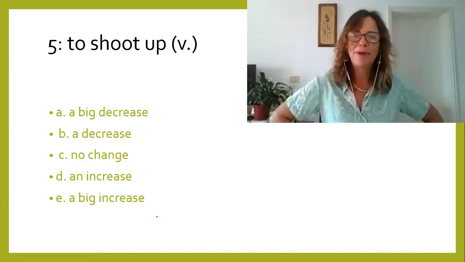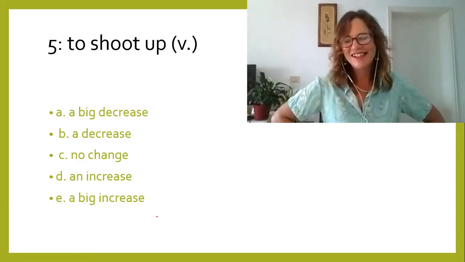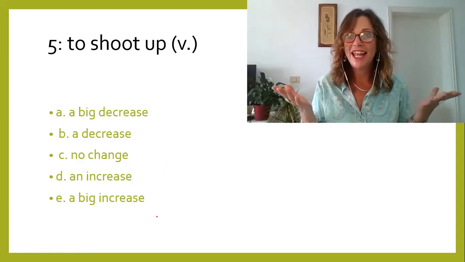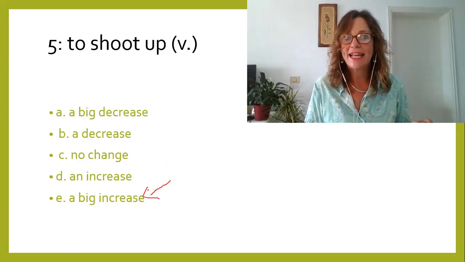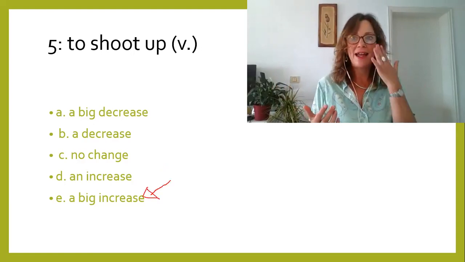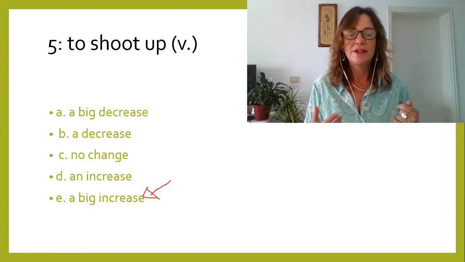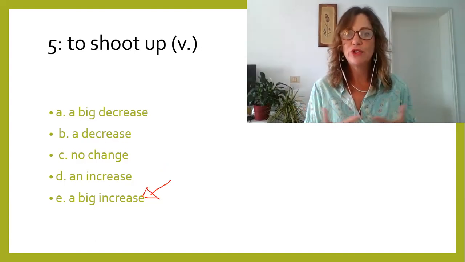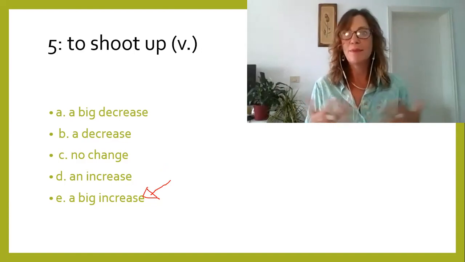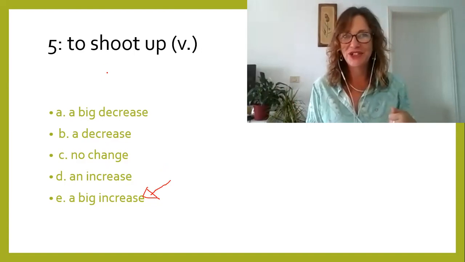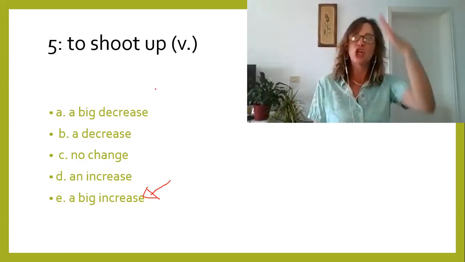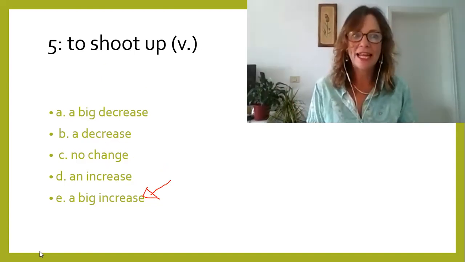To shoot up. What do we think? A, B, C, D, or E? Tell me. Yeah, it's a big increase. You know, we could say the amount of usage of smartphones shot up. So using the past of to shoot, shot, of course. It shot up. So it was a big increase.